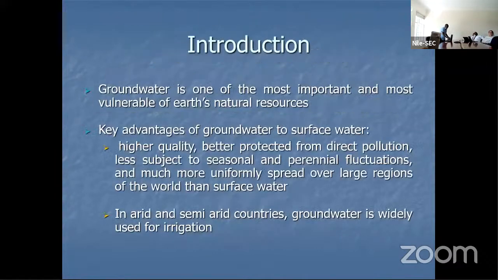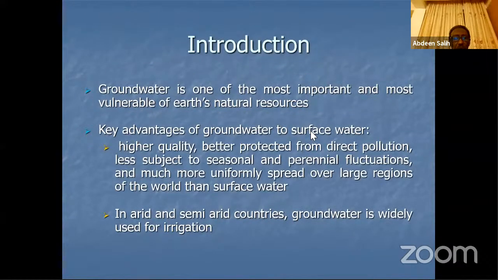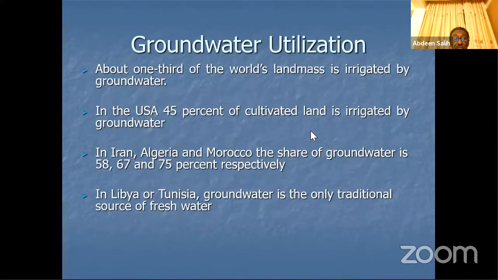Groundwater, as we all know, is one of the most important and most vulnerable of Earth's natural resources. Key advantages of groundwater over surface water: it's higher quality, better protected from direct pollution, less subject to seasonal and perennial fluctuations, and much more uniformly spread over large regions of the world. As I showed yesterday, its presence in the global water is also much more than other forms of water.